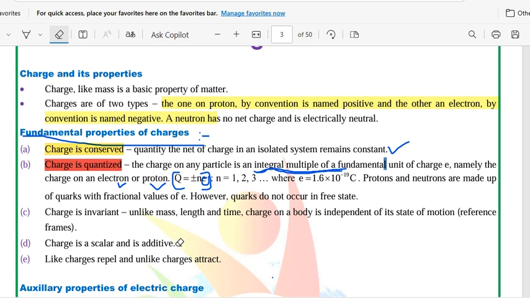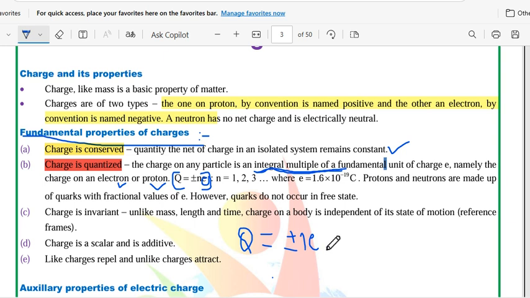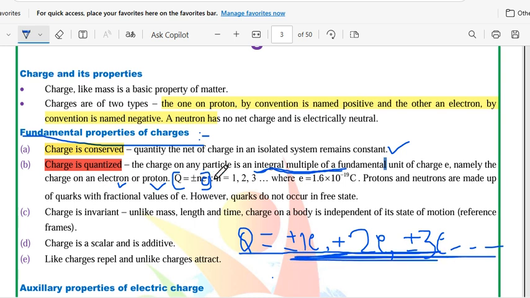Let us consider an example. Suppose Q is equal to plus or minus 1 electron, plus or minus 2 electron, plus or minus 3 electron, and so on. This is nothing but the integral multiple. Here n denotes the integral multiple of a fundamental unit of charge.